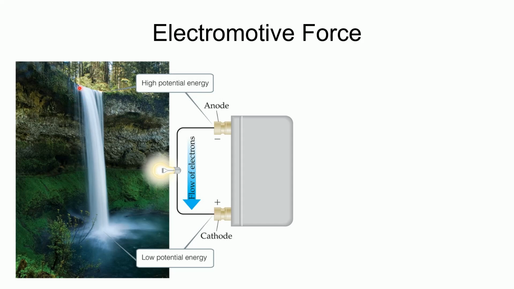Well, for this waterfall, water will flow from this high potential energy at the top of the waterfall down to this low potential energy where the river or the lake or whatever is. And so it flows from high potential energy to low potential energy. Now, what volts tell you is not what's the total amount of energy of that waterfall. That's not the case at all.